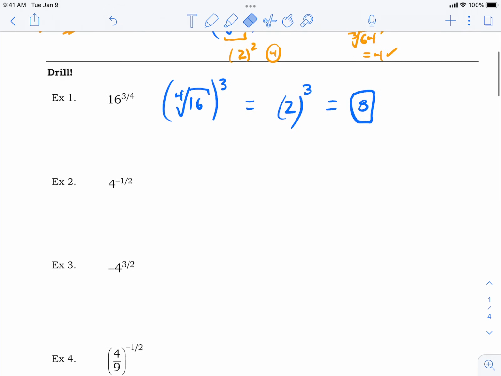What do you think of this one? Example 2. 4 to the minus 1/2. Oh, this is a 3-part exponent. Actually, this is the power of 1. That's not a hard thing to do. Raise something to the 1 power, right? Now an index of 2 is going to mean a square root.